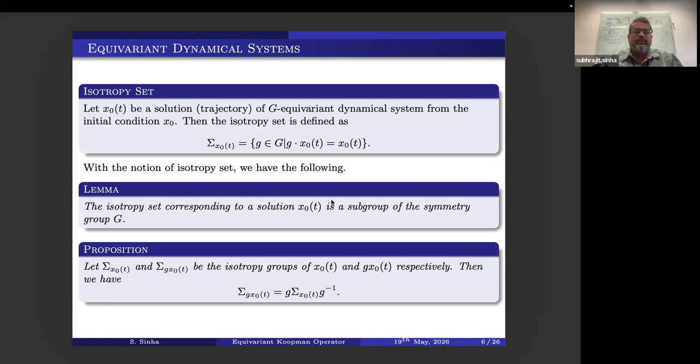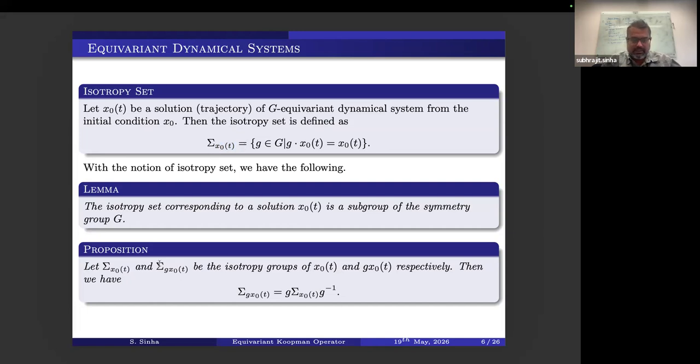systems. So before we begin, let's define this notion of an isotropy set. The isotropy set for a trajectory or for a point is basically all those elements of the group G which fix the trajectory or fix the state. You can talk about the isotropy set of a point, a trajectory, or even of a set. It doesn't matter. Now with this, one can show that this isotropy set forms a subgroup of the symmetry group G.